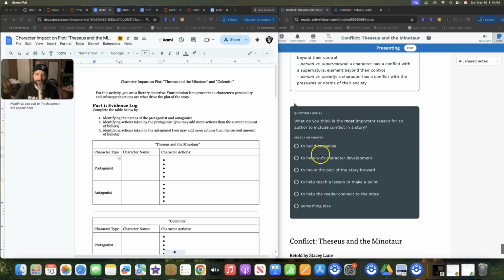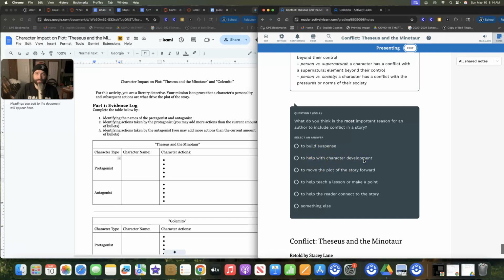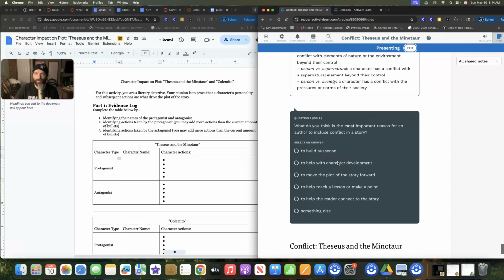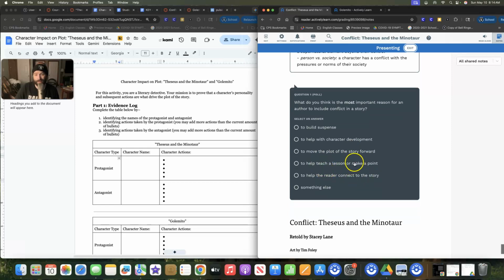So they want to build suspense. They want to help with character development, right? Characters learn and develop from their conflicts, just like you learn and develop from your conflicts. If you don't have conflict, it's not that you can't learn, but it generally is harder for you to learn. It moves the plot forward. Without the conflict, we wouldn't have a story. It does teach a lesson and make a point.